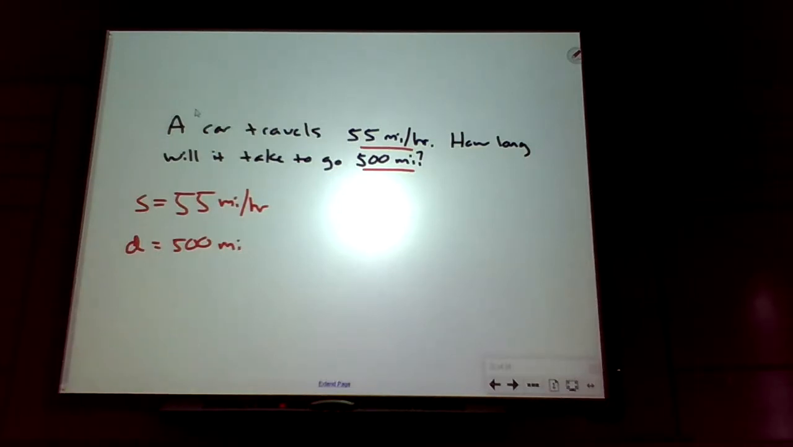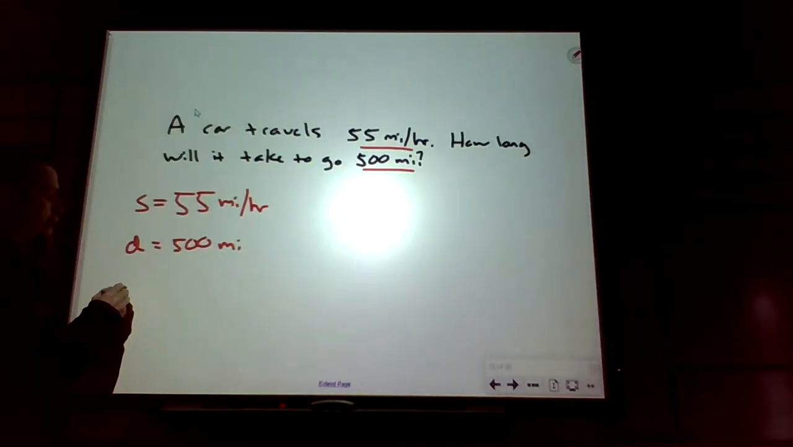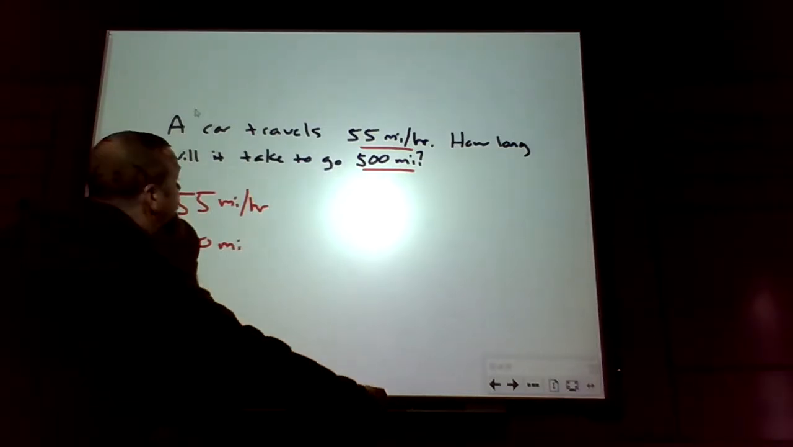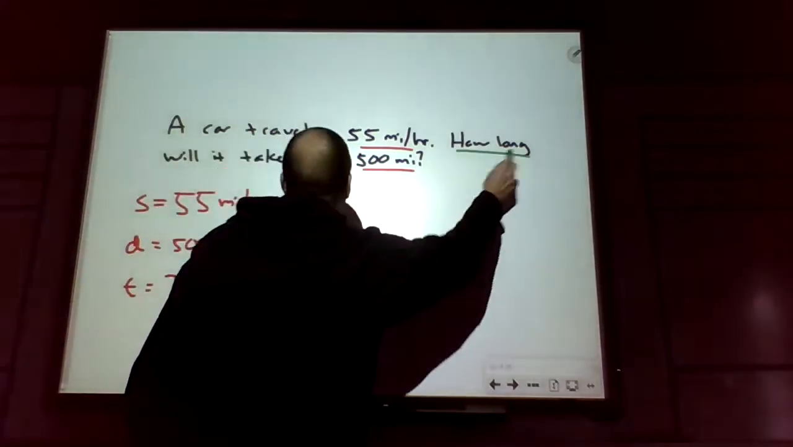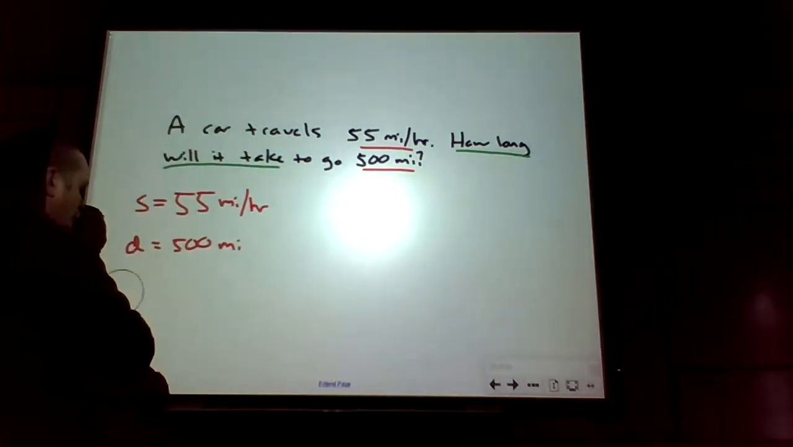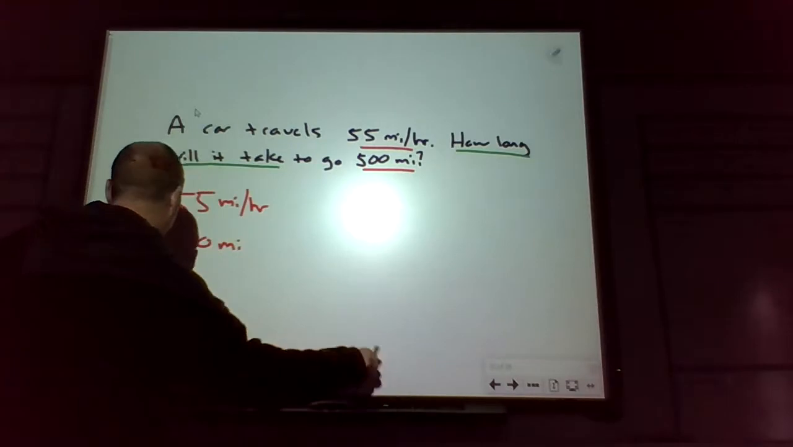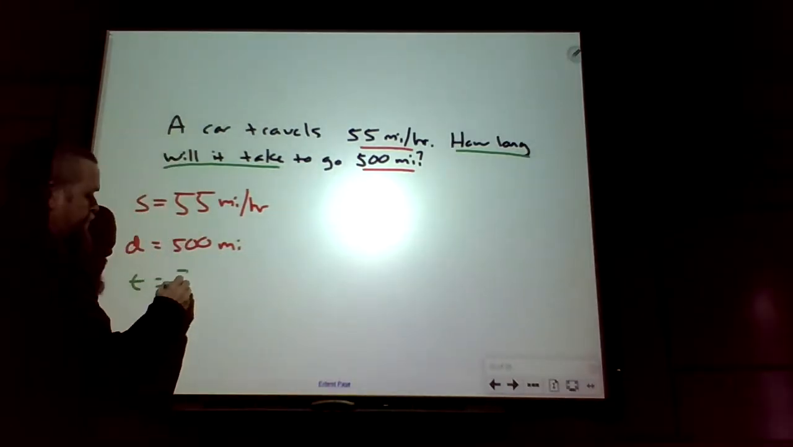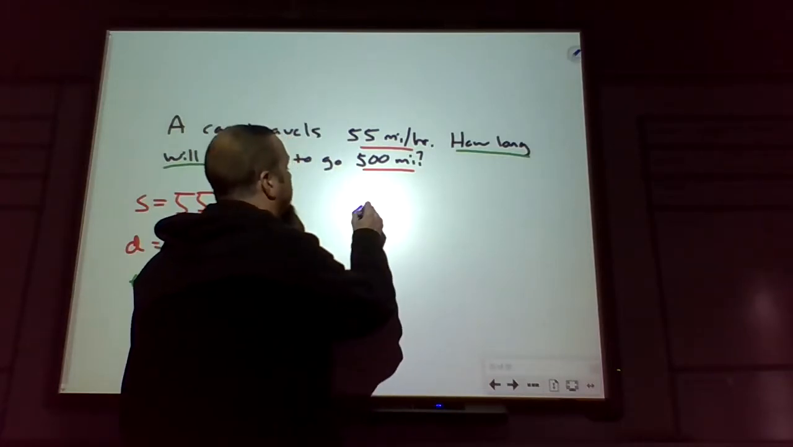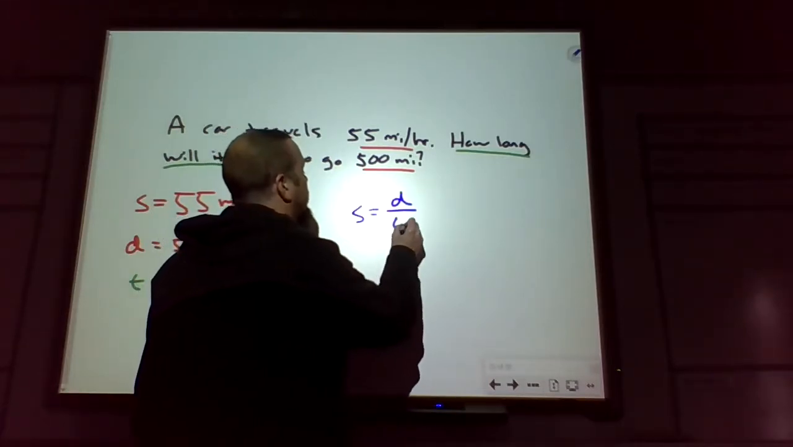And then 500 miles. Miles measures distance. It doesn't say a distance of 500 miles. It just says 500 miles. But again, there's no direction on it. And because there's no direction on it, it's a distance. We're looking for time. Whenever it asks how long will it take, you're looking for time. Again, there's only one equation that has all of those variables in it. Speed equals distance over time.